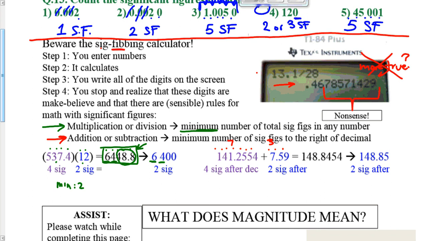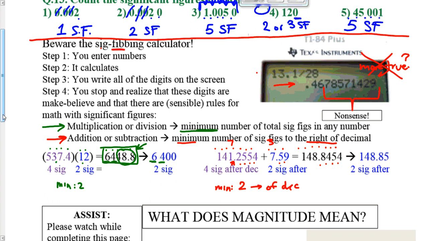In that case, you look at the sig figs after the decimal. Here's the decimal. It's got 1, 2, 3, 4 after the decimal. This has 2 after the decimal. Take the minimum to the right of the decimal, and your answer needs to have that number to the right of the decimal. So this has 2. The minimum is 2 to the right of decimal. So your answer better have 2. Right here it has 7 sig figs, but more importantly, it has 4 to the right of the decimal. So that is incorrect. You're only allowed to have 2.